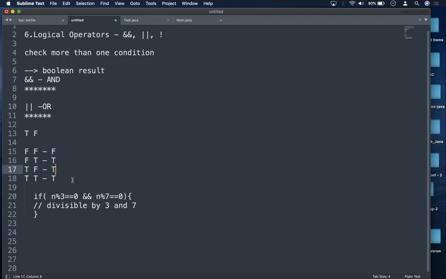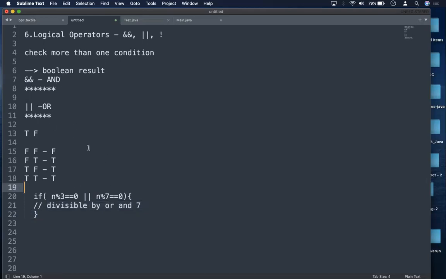So in this example, I want to check whether a number is divisible by 3 or 7. When I say divisible by 3 or 7, I can straight away go for this OR operator. Instead of AND, I use OR, which is two vertical bars. So n mod 3 equal to 0 or n mod 7 equal to 0. If anything is true, then this statement is going to get executed, whereas in the AND, both of them must be true, and only then this statement is going to get executed.